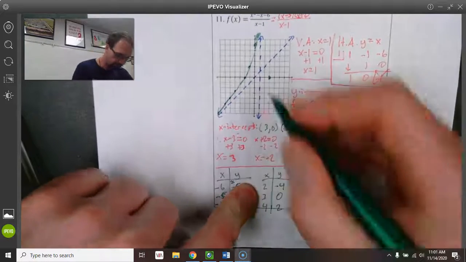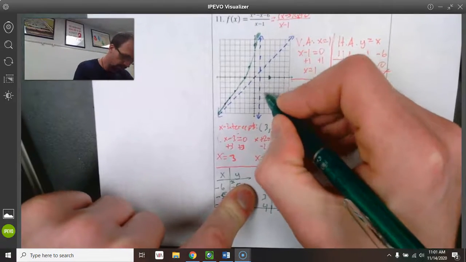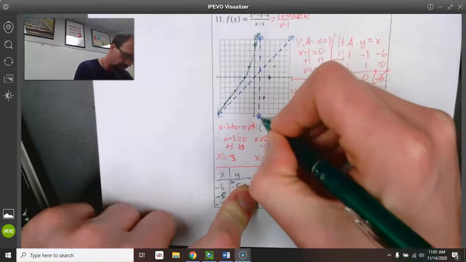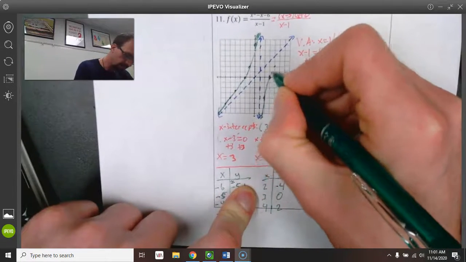And then for these other values, 1, 2, 3, 4, and then 4, 2. So again, it does something similar here. There we go.